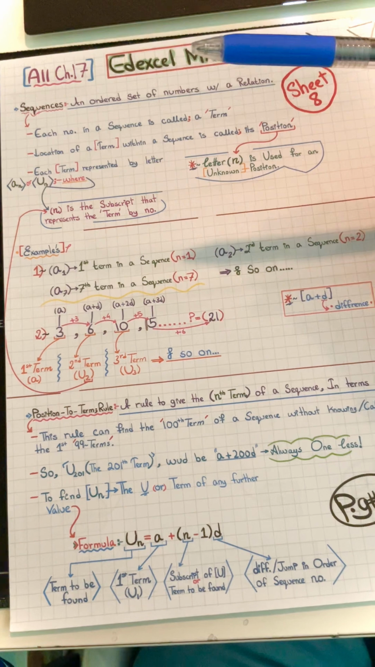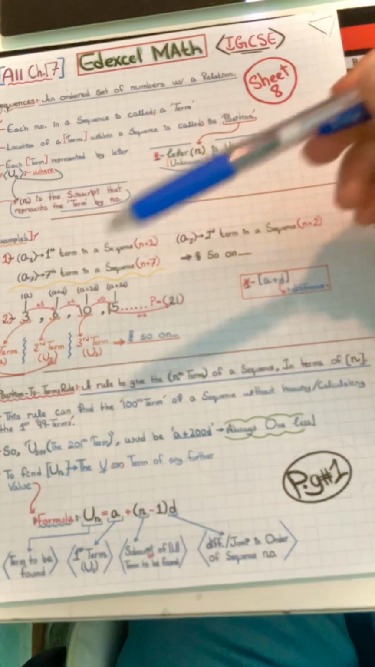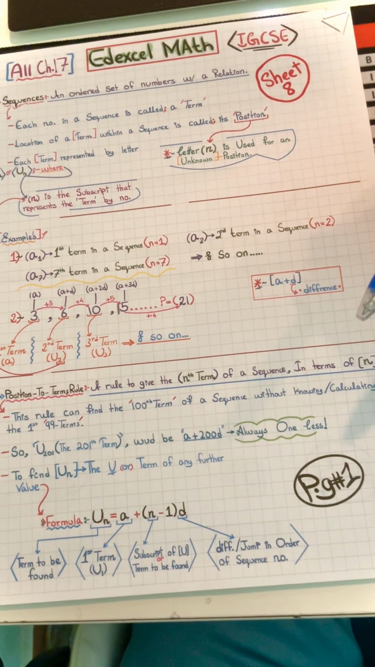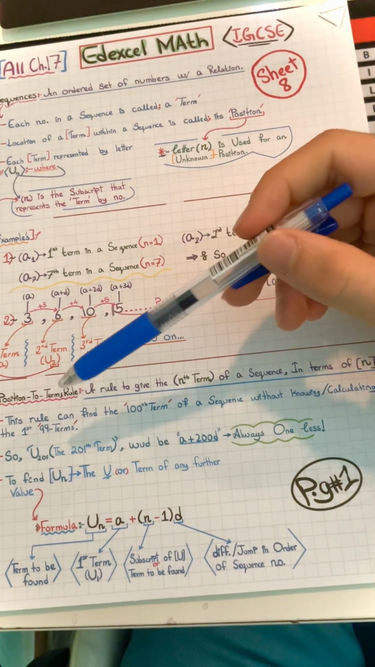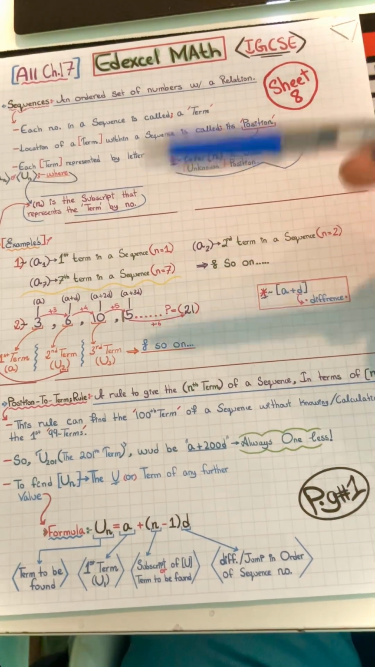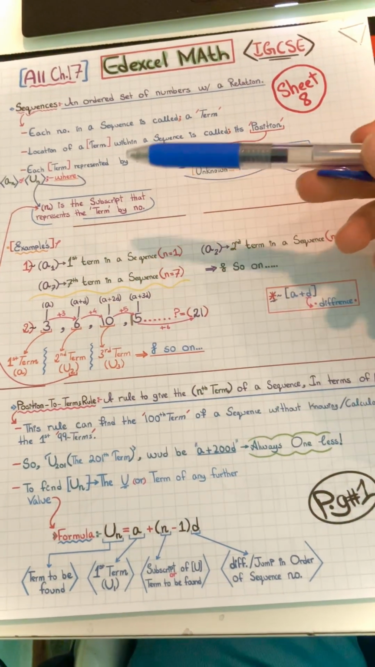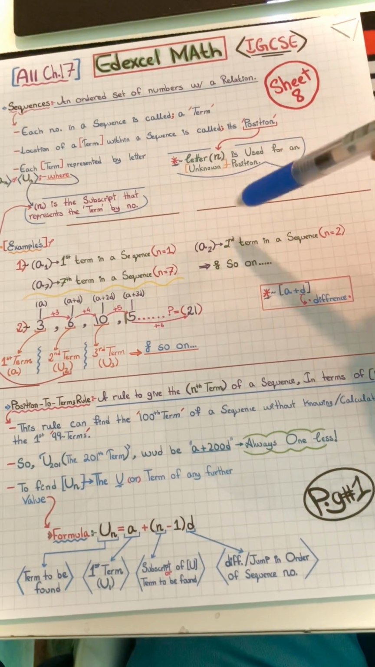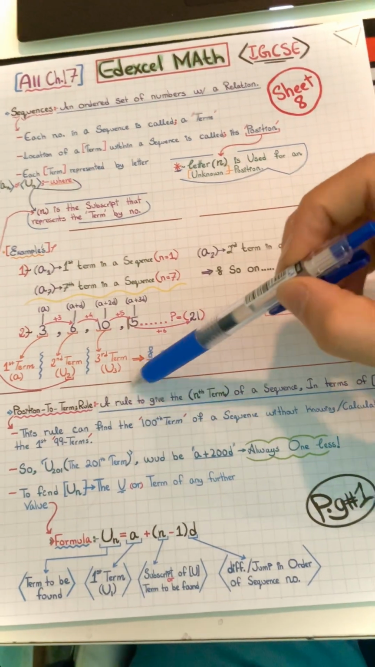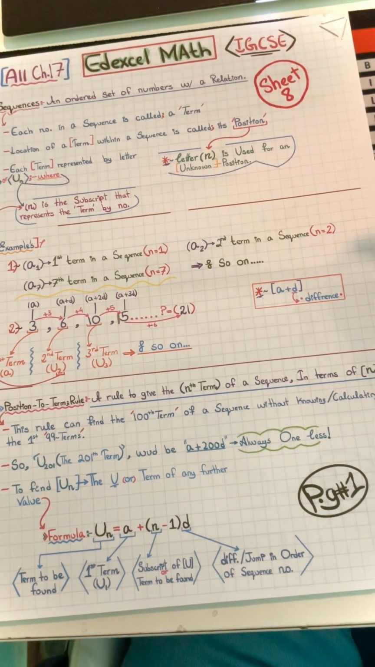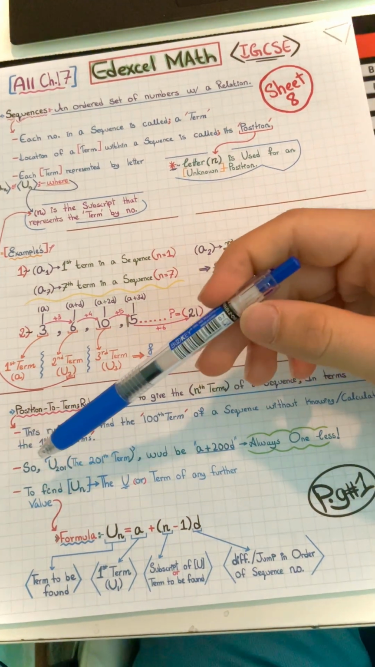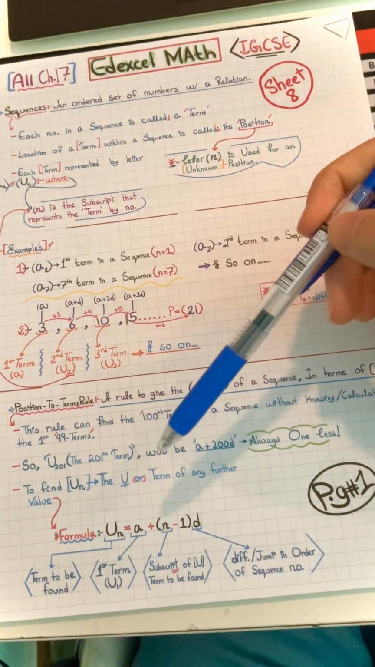Now let's have a look at the position to term rule. The position to term rule is a rule to give the nth term of a sequence in terms of n, okay? What does this mean? This rule basically can find the 100th term of a sequence without knowing or calculating the first 99 terms. So if you have a sequence and you want to know the 100th term, U100, of a sequence, you don't have to know the first 99 terms to know the 100th term. Really? Well, how do we do that? Let's have a look. Just for example, the 201st term, U201, would be A plus 200D.